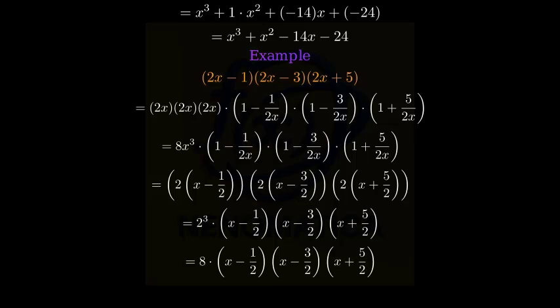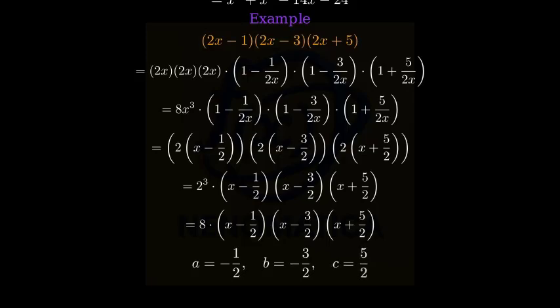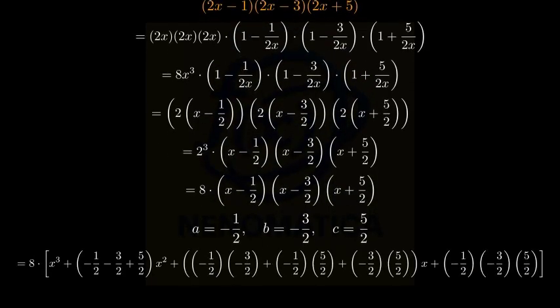For this to match our formula pattern, (x plus a)(x plus b)(x plus c), we'll need to factor out the coefficients of x. Let's rewrite it as 2 times (x minus 1 half) times 2 times (x minus 3 halves) times 2 times (x plus 5 halves). Now we can apply our formula with a equals negative 1 half, b equals negative 3 halves, and c equals 5 halves.